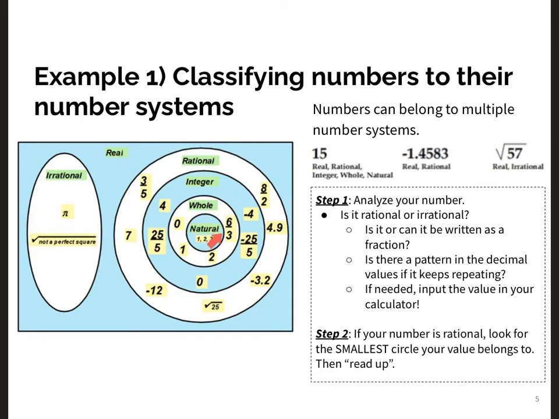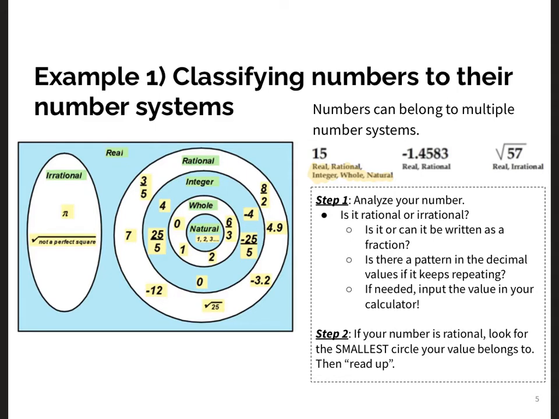So I know that 15 is a natural number. This is probably the smallest circle that I could find 15 at, right? And once I find the smallest circle that this number belongs to, so in this case it belongs to the natural numbers, right? Then I can also classify it with any of the bigger circles, right? So I'm going to read up. So not only is 15 a natural number, 15 is also a whole number, an integer, a rational number, and a real number. So I can classify 15 as all of these different number systems.